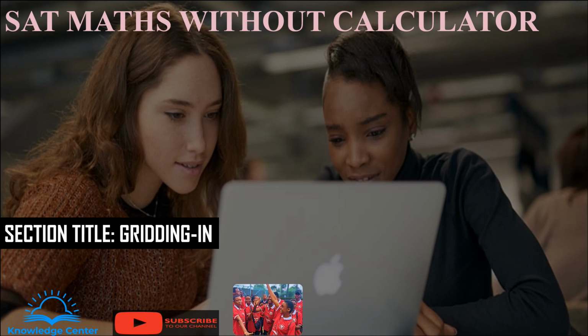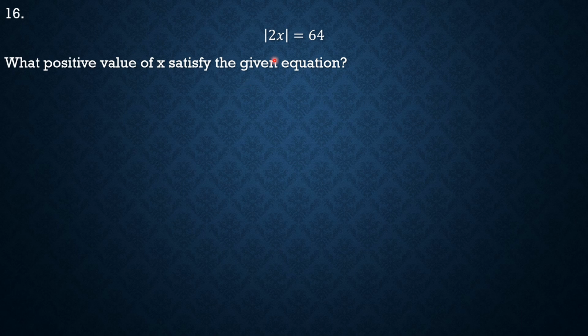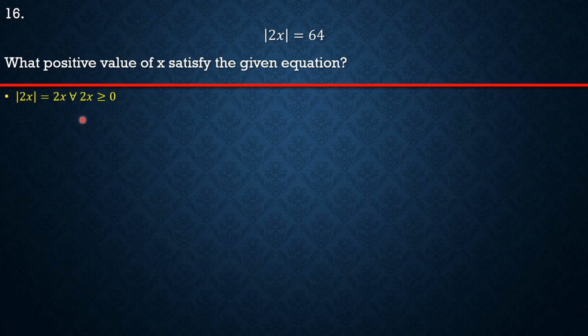All right, let's go. So we have the absolute value of 2x equals 64. What positive value of x satisfies the given equation? So clearly we have to define what the absolute value function is. So the absolute value of 2x simply means that the function is 2x for all 2x greater than or equal to 0. So the question says what positive value of x. So of course we are going to be using the absolute value of 2x to just be 2x if we are looking for a positive value of x, right?